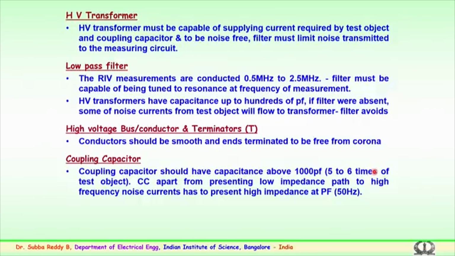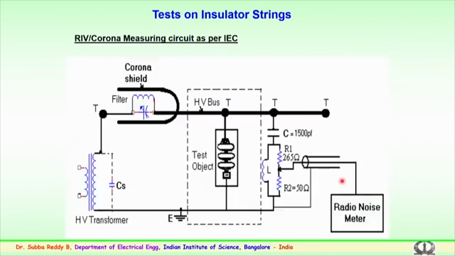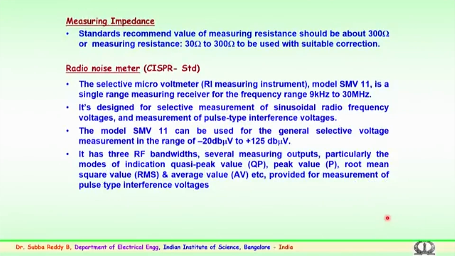We know that the coupling capacitor, apart from presenting low impedance particularly to high frequency noise currents, has to present high impedance at power frequency or the working voltage levels. The noise signals generated at higher frequency should be able to pass through this and be communicated to the meter. The measuring impedance shown is the standard value to be used; the standard specifies the measurement should be carried out across 300 ohms.